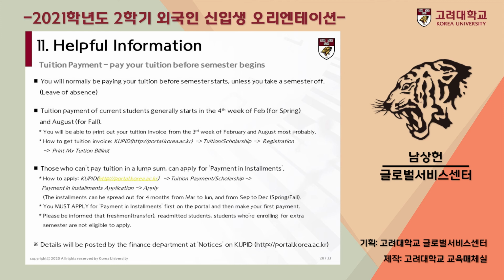Payment in installments are spread out over 4 months from March to June for spring semester and from September to December for fall semester. The application period and tuition payment dates for payment in installments are different from the regular tuition payment period. So please be on the lookout for notices and information on Cupid regarding this payment plan if you're interested.